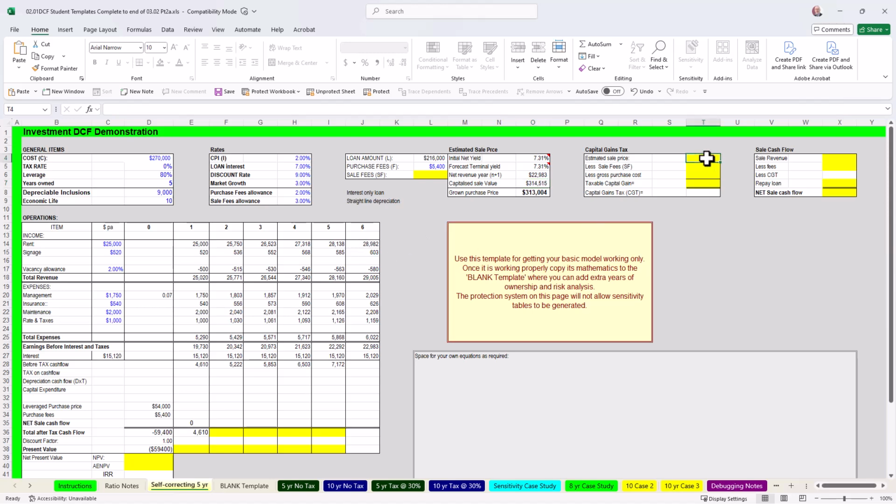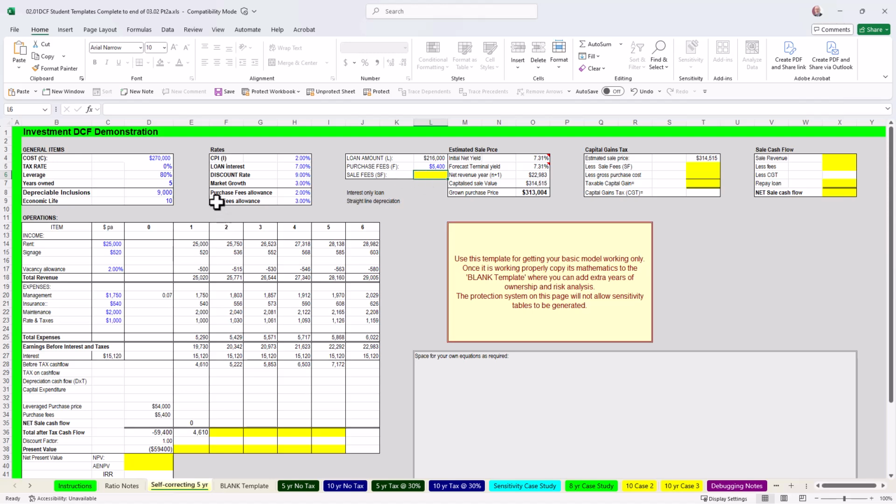Okay, so we're going to adopt the capitalised sale value of the future estimated sale price, and we'll say that's $314,000. We want to take off the sales fees because we want to work out how much capital gain we're going to be paying. And so to work that, we need the sale fees. Now, sale fees, you'll notice here, we haven't put the equation in here yet. Now we can.